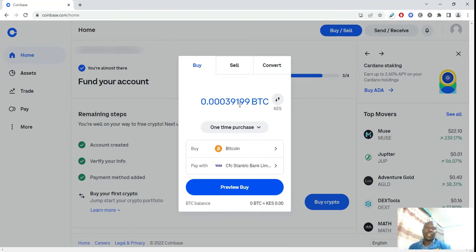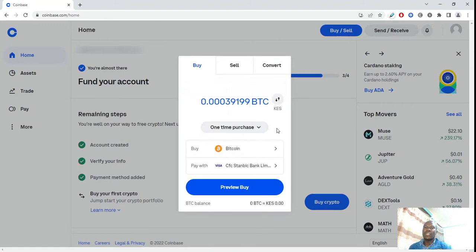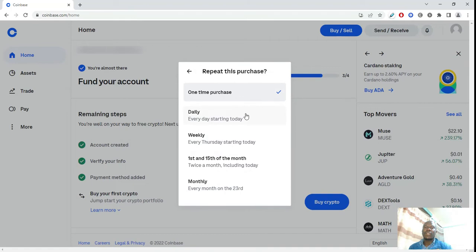And after you have decided that that is the amount that you want to put to buy Bitcoin, then you come to this drop down here. This one is one-time purchase. It is one-time purchase by default, but you can choose daily, weekly, first and 15th of the month, which is twice a month, and even monthly. So you can purchase Bitcoin on a daily basis, on a weekly basis, twice a month, and monthly, once a month.